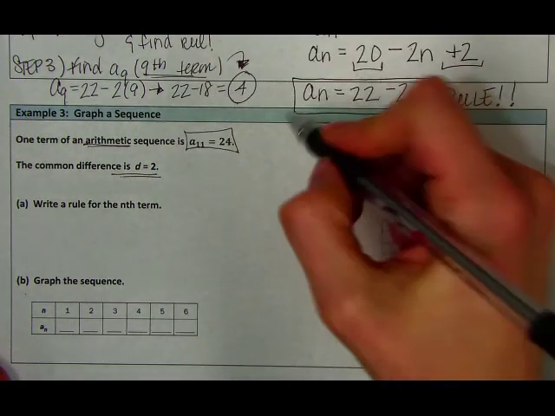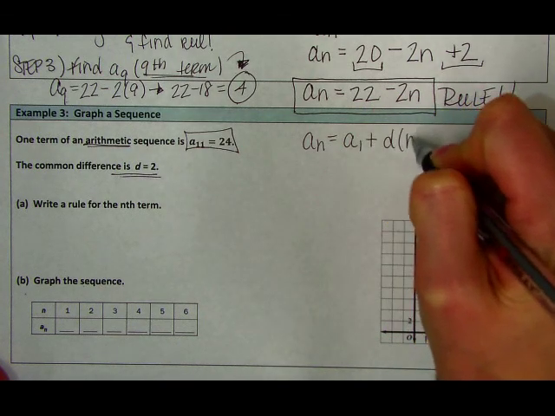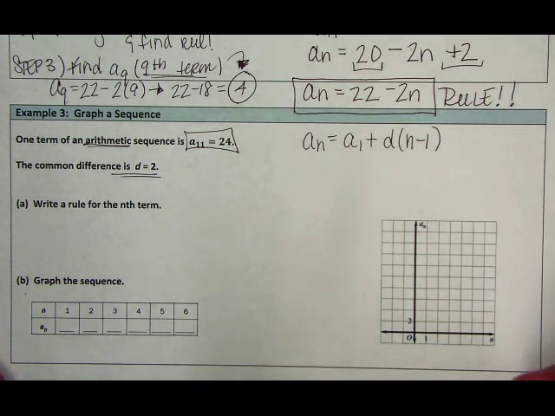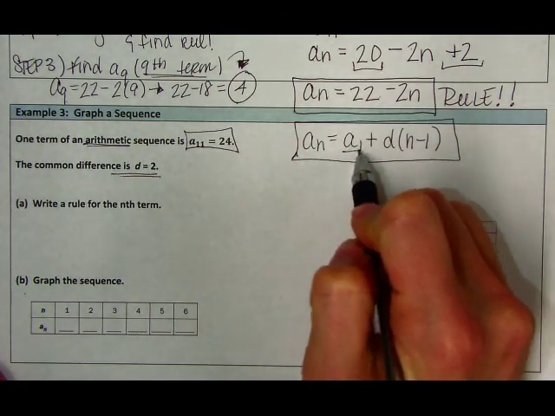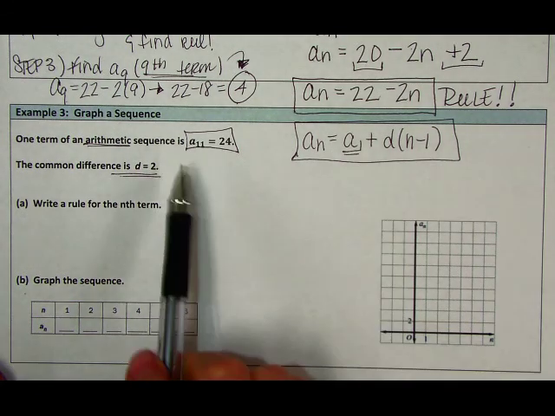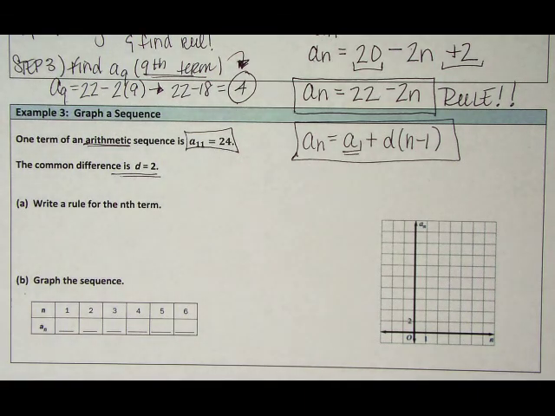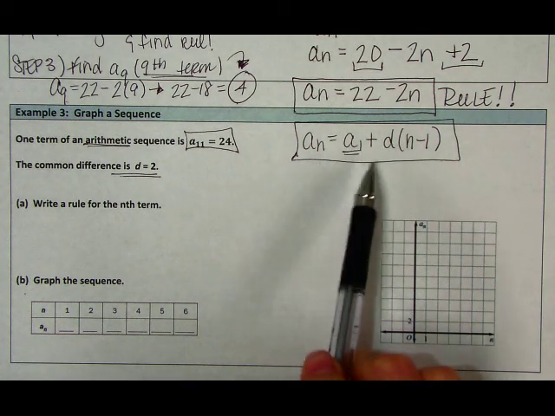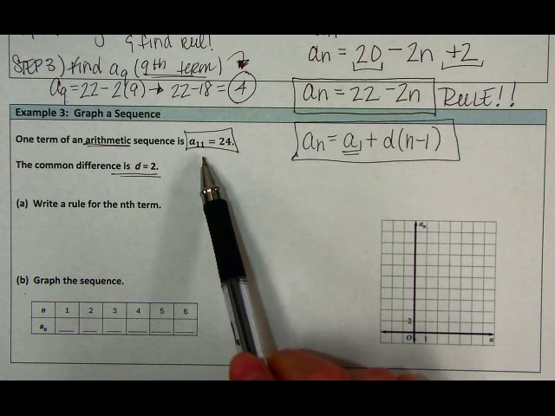So I'm going to rewrite my general formula that we used previously, a sub n equals a sub 1 plus d times n minus 1. And in order to be able to use this to find our rule, we have to know what our first term is. Now in this case, we don't. All we know is what our 11th term is. So instead of working ourselves backwards and trying to figure out what the first term is, I can use this formula here to find my first term and then use the formula again to find my rule.